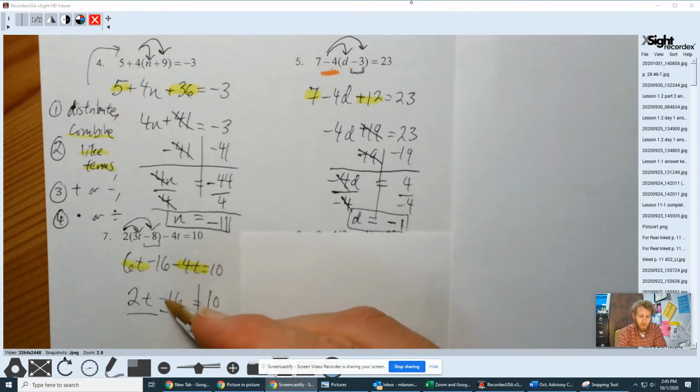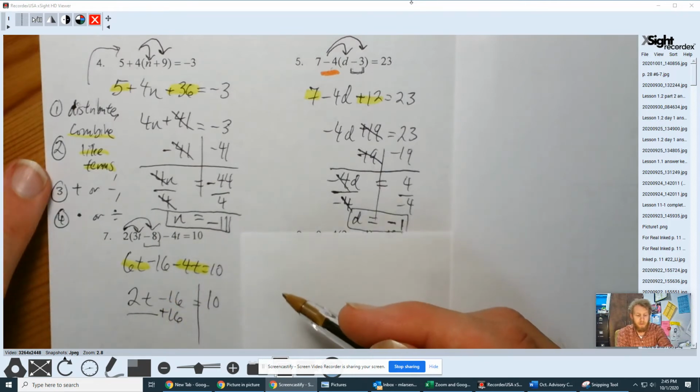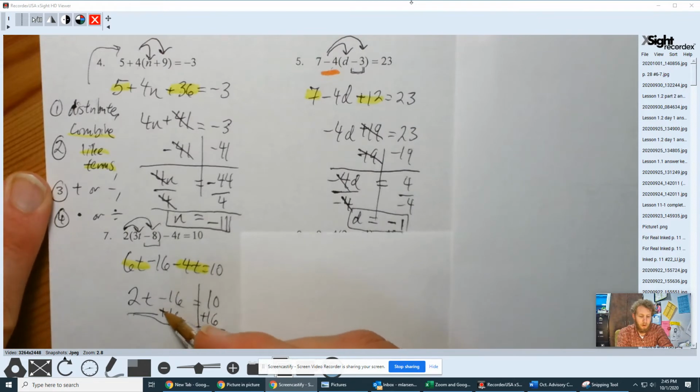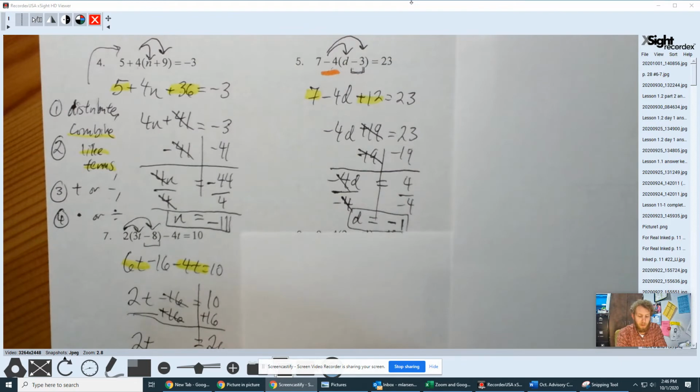I have a minus 16, so I need to add 16 to follow our third step again. Minus 16 plus 16 will disappear, and that leaves me with 2 times t on the left and 10 plus 16 on the right, which is 26. I can finish the last part by just going and dividing, and now I'll get my answer. 2 divided by 2 makes 1. I only have to write the variable t. 26 divided by 2 is 13.